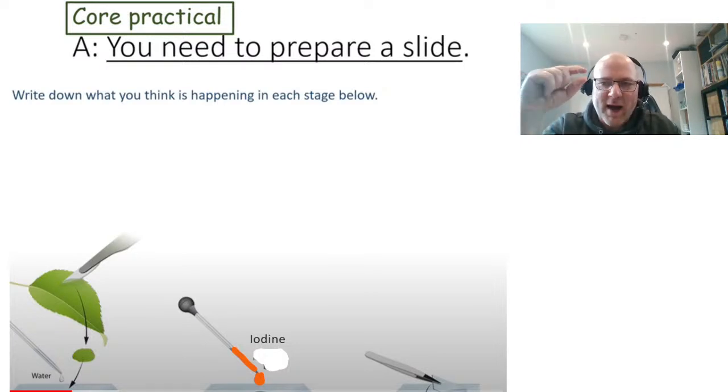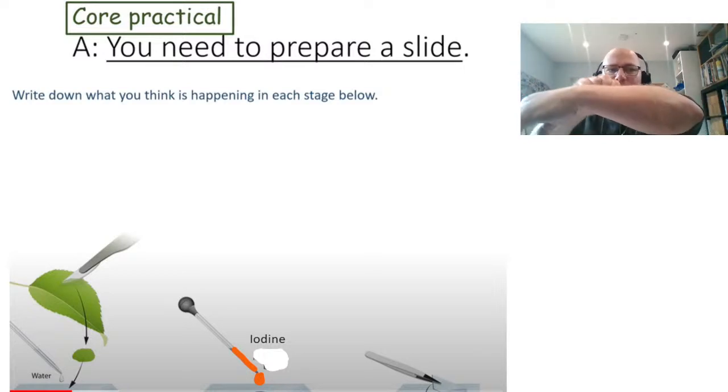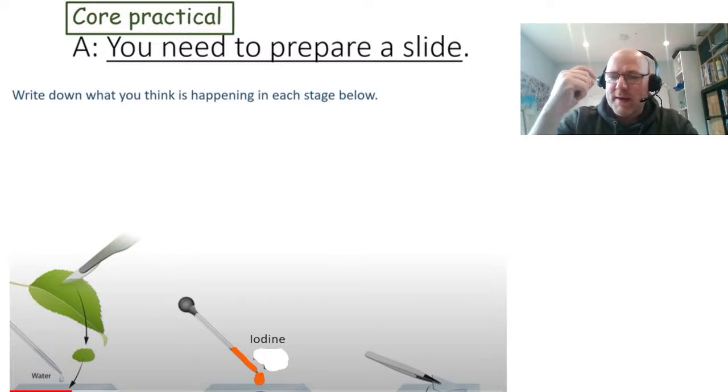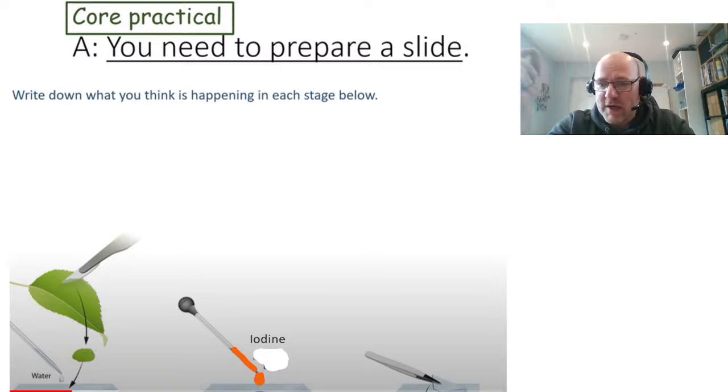Why mustn't I cut a thick sample of tissue? If you wanted to look at my skin under a microscope, why would I need to cut a very thin slice and not a thick bit? Think about the name of the microscope. It's a light microscope. Yeah, it's to see the cells clearly. The light has to be able to get through them.